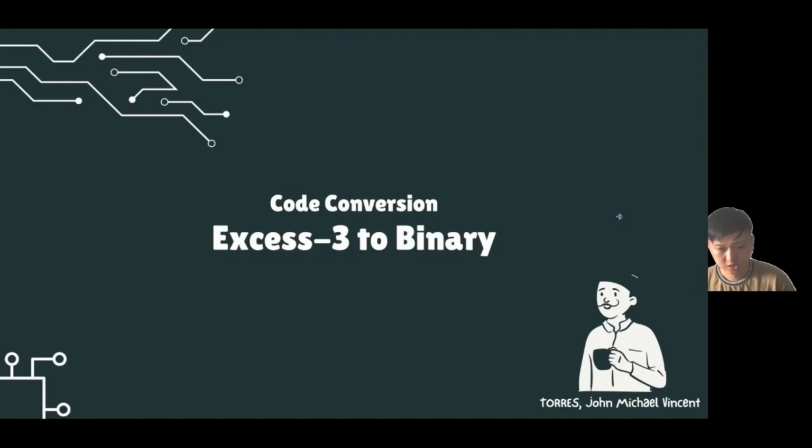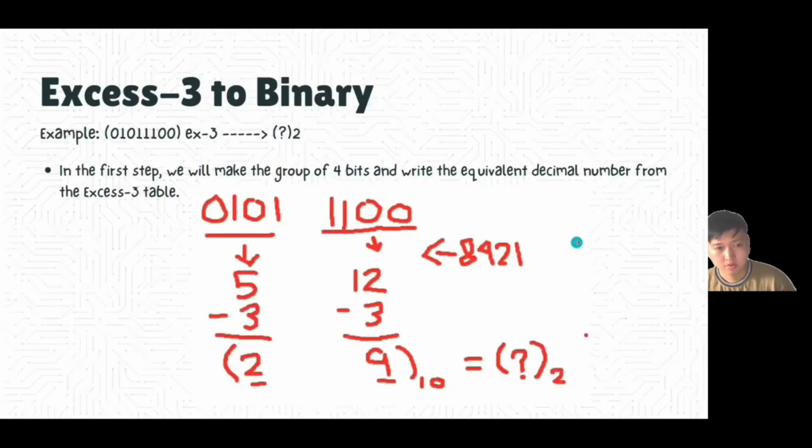The next slide is code conversion XS3 to binary. I will be teaching you how we can convert XS3 into binary. We get an example of 01011100 XS3 into binary. In the first step, we'll make the group of 4 bits and write the equivalent decimal number from the XS3 table. We will be familiarizing with how we can get an XS3 table.